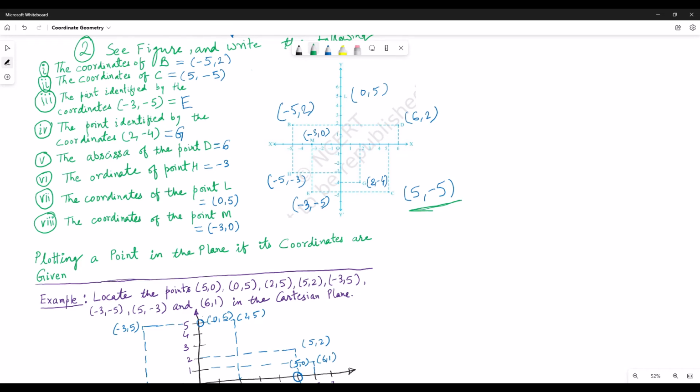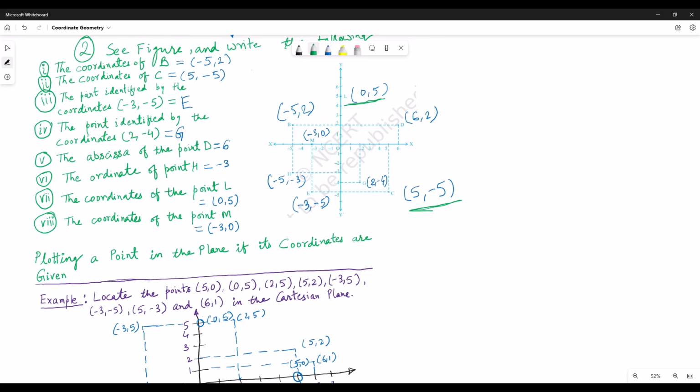The ordinate of the point H. Where is the point H? H is in the third quadrant, and the ordinate of the point is the y coordinate. So in the y direction it is -3. The coordinates of the point L. The point L is on the y-axis. You can see this point L. So L is on the y-axis, and the distance in the x direction is 0, and the distance in the y direction is 5. So the coordinates of L are 0, 5.